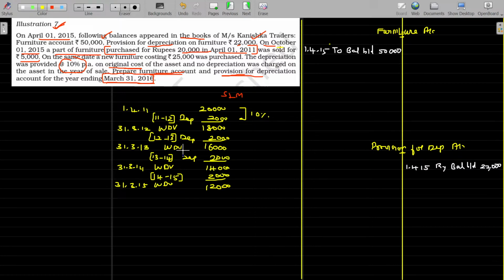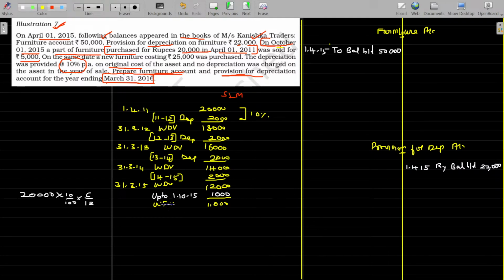And this asset is going to be sold on which date? 1st October, right? So up to the date of sale we have to calculate the depreciation, up to 1st October 15. So 20,000 rupees is the value of the asset, the rate of depreciation is 10%, and the number of months eligible for depreciation is up to 1st October, 6 months. So into 6/12, the value is 1,000 rupees. Half year is over. After that, the WDV as on the date of sale is 11,000.